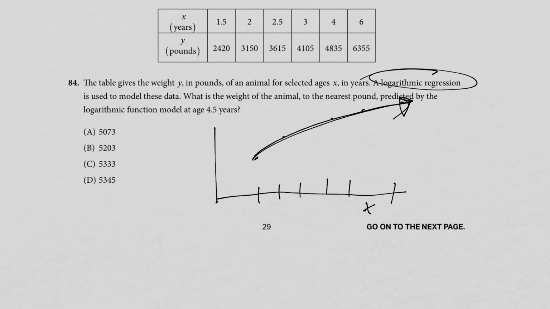3615, 4105, 4835, and 6355. Then you just go stat, push to the right, calc, and one of the options is LogReg, ln reg, number 9. So you hit enter. I like to store the equation.